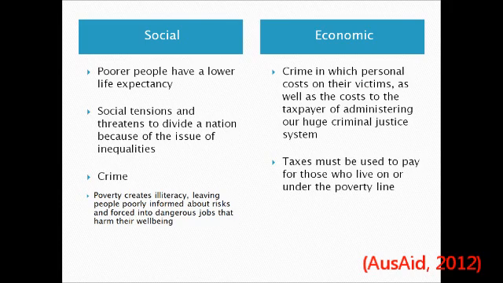Poverty creates illiteracy, leaving people poorly informed about risks and forced into dangerous jobs that harm their well-being. Crime also causes personal costs on its victims, as well as the cost to the taxpayer for administering social justice. Taxes must be used to help assist people who live under the poverty line.